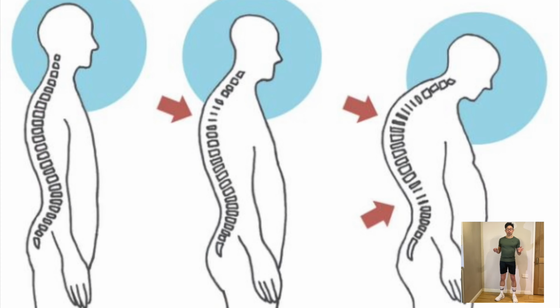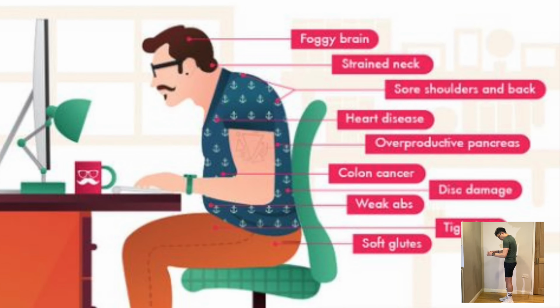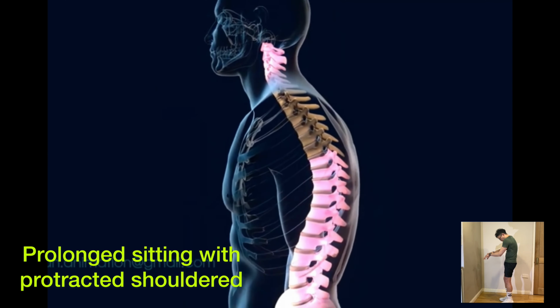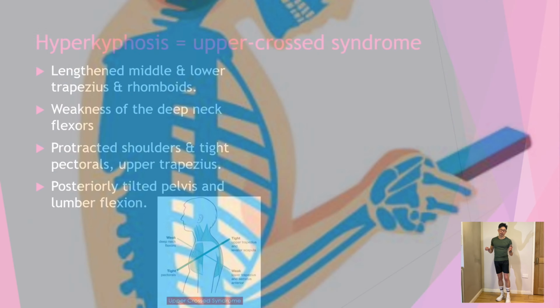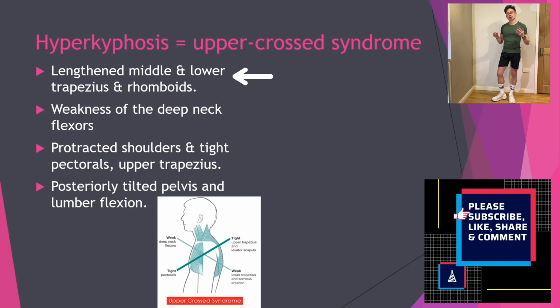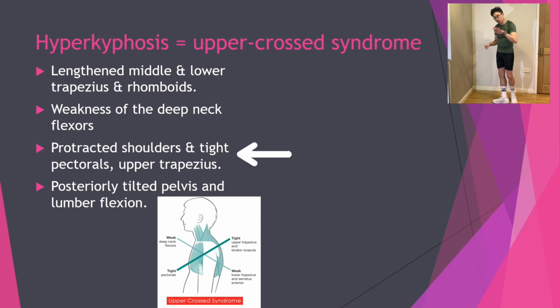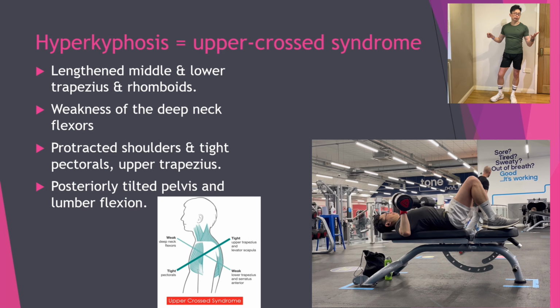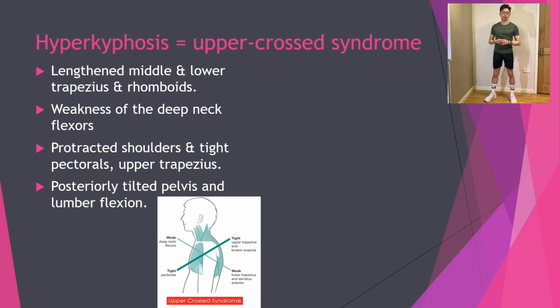Next, hyperkyphosis. This is particularly relevant to those who spend an excessive amount of time bending forward, protracting the shoulders in front of the computers. The effect of hyperkyphosis on the back muscles are lengthened muscles of the middle back, protracted shoulders, and tightened chest muscles. The condition is worsened if you do a lot of chest workouts in a gym. Tightened upper trapezius, usually with a forward head posture.